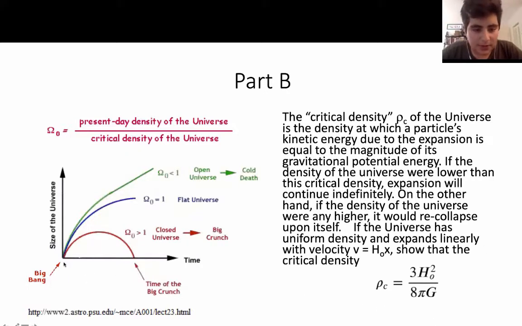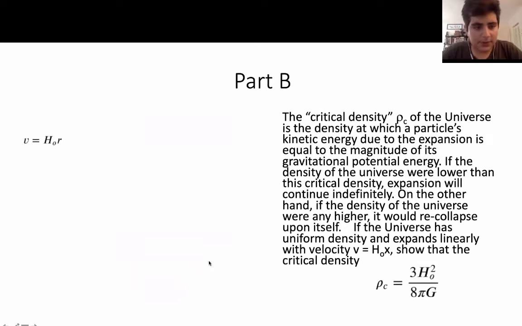So we essentially want to find the situation where we have this blue curve, this kind of flat universe with the critical density. So first let's start out with the equation they give us, v equals H sub 0 times r, which is the distance. You might ask, well, if we have kinetic energy and gravitational potential energy, how is Hubble's constant and the universal gravitational constant going to come in, and critical density and all that?